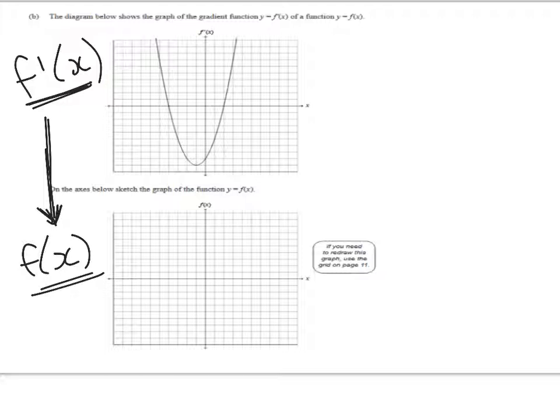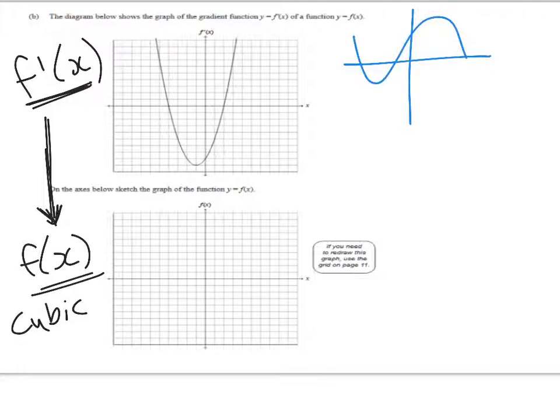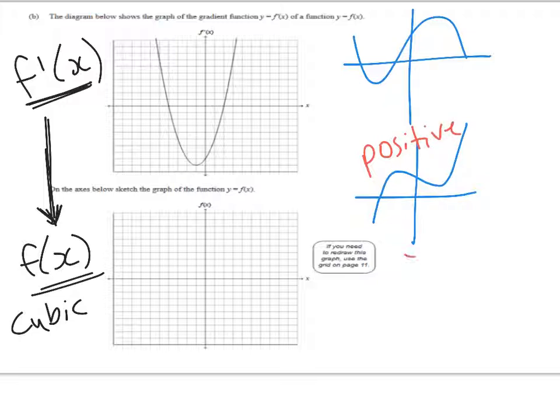So this one down here will be a cubic. And before I start drawing anything, we're going to take a wee look at the two types of cubics and just think about their gradients. So here's the first type, and here's the second type. Now this second one down here is what we call a positive cubic. So for example, y equals 2x cubed. This one up here is y equals negative 2x cubed. So this is a negative cubic.